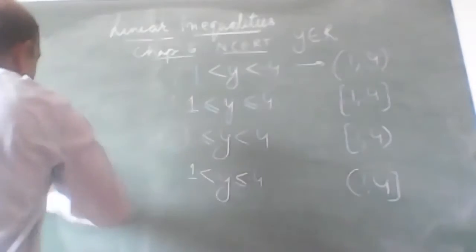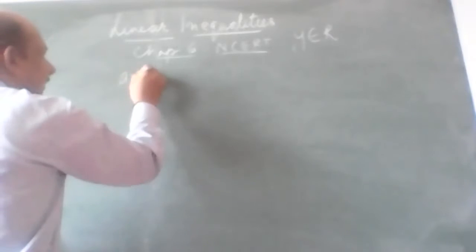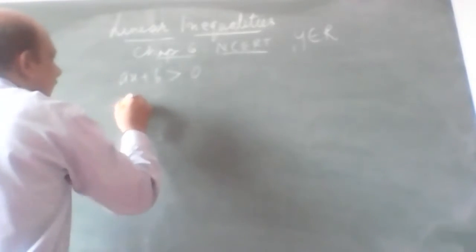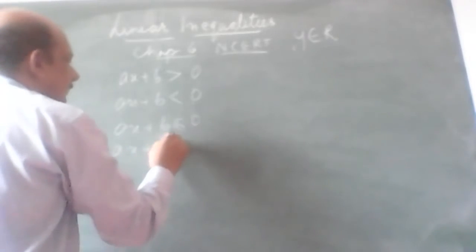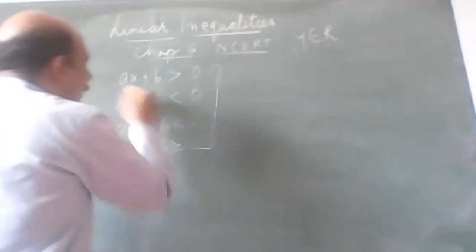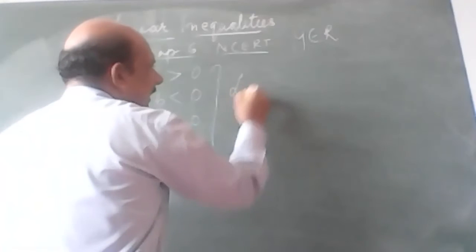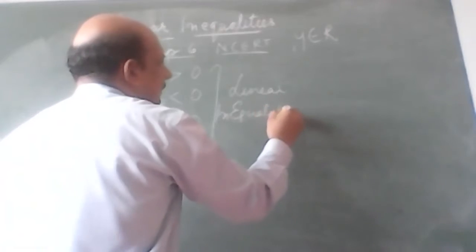Now, if we take this one, we may have something like ax plus b greater than 0, ax plus b less than 0. What is the degree here? The highest power of the variable is 1. So these will be called linear inequalities.